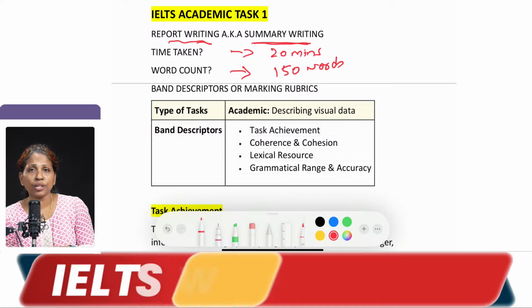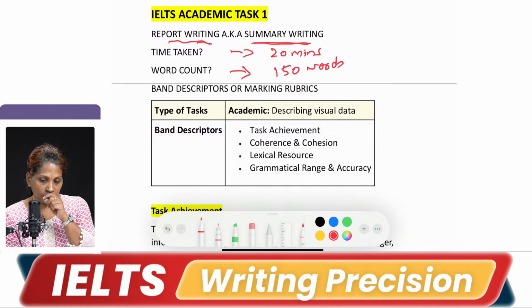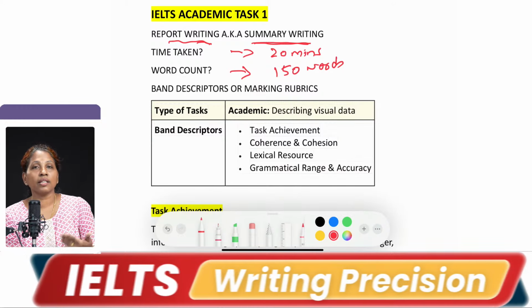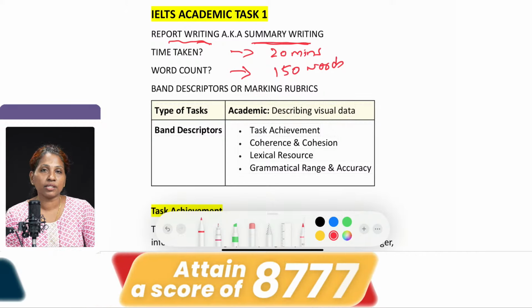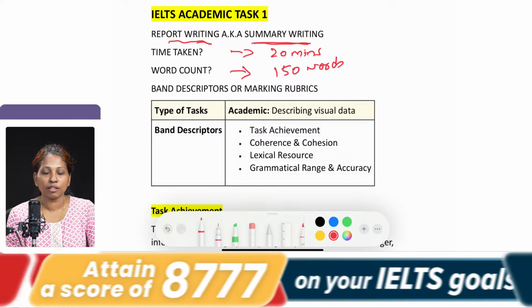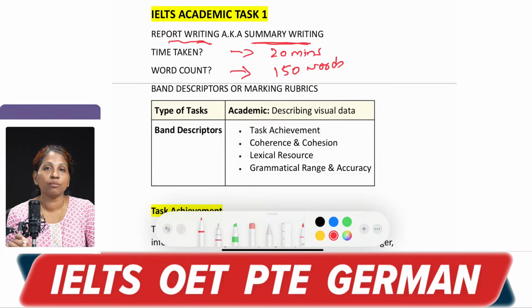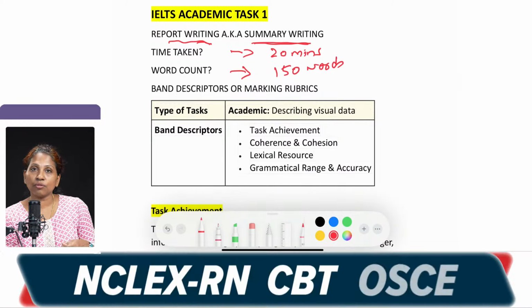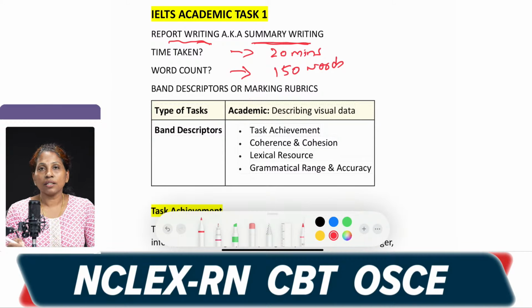Beyond that, if you're going to write more than 150 and you've ended up writing more, we'll always say it is suggested that you try to keep it between 150 to 180. That is enough, because the main reason being you have only 20 minutes to write this task, and after this you have got a task 2, right?